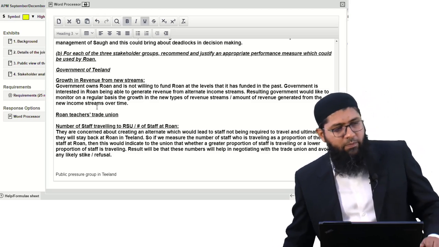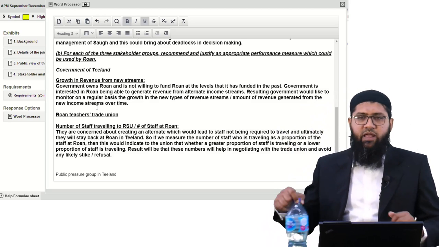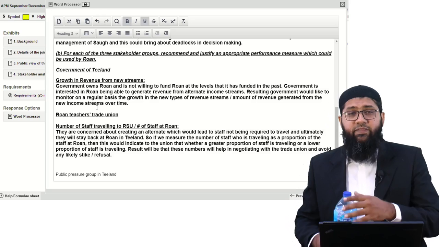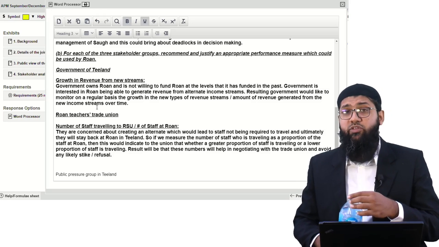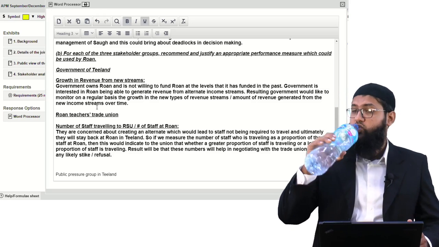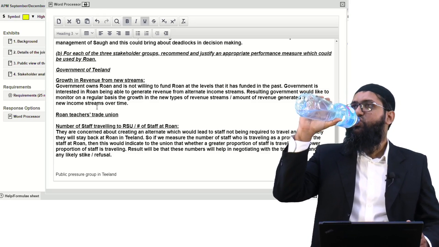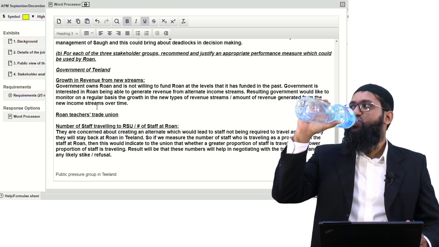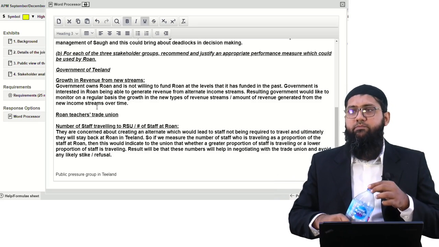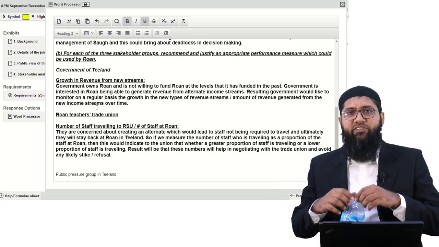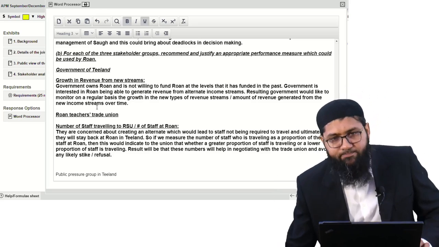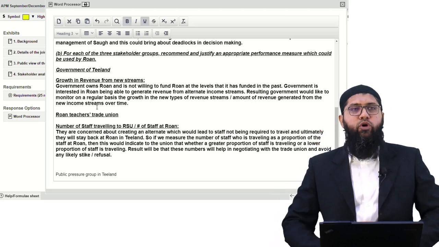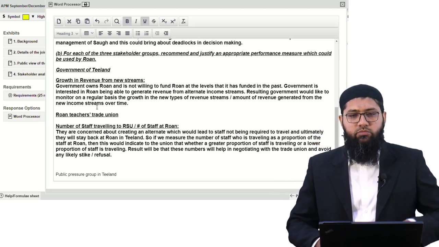Those people who are suggesting online traveling and online solutions are actually recommending solutions. They're not giving the performance measure. It's more of a measure that you need to talk about. I repeat, it's more of a measure that you need to talk about.